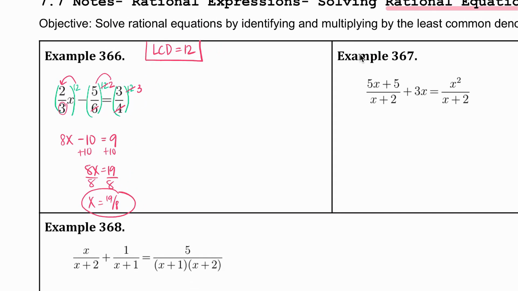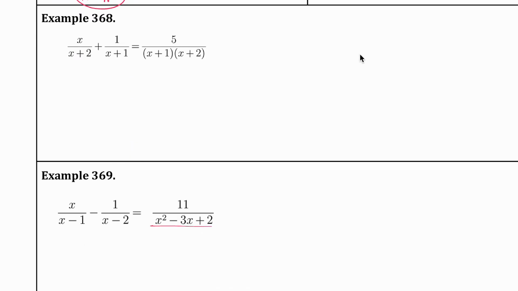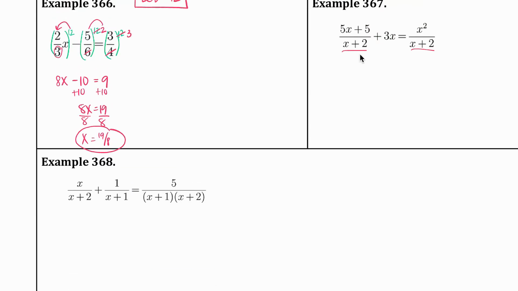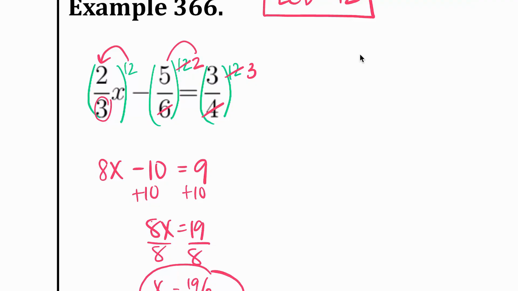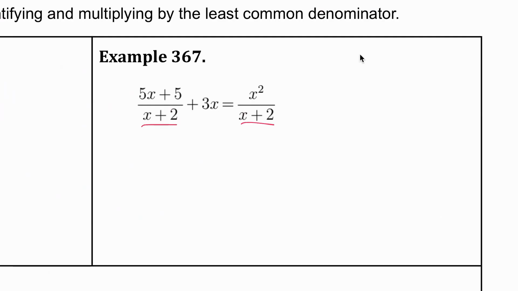Mostly what we're going to be working with are things that have maybe binomials in the denominator, maybe a trinomial in the denominator, but this gives us kind of a basic picture of what we're doing, finding the least common denominator. Okay, so let's look at example 367.